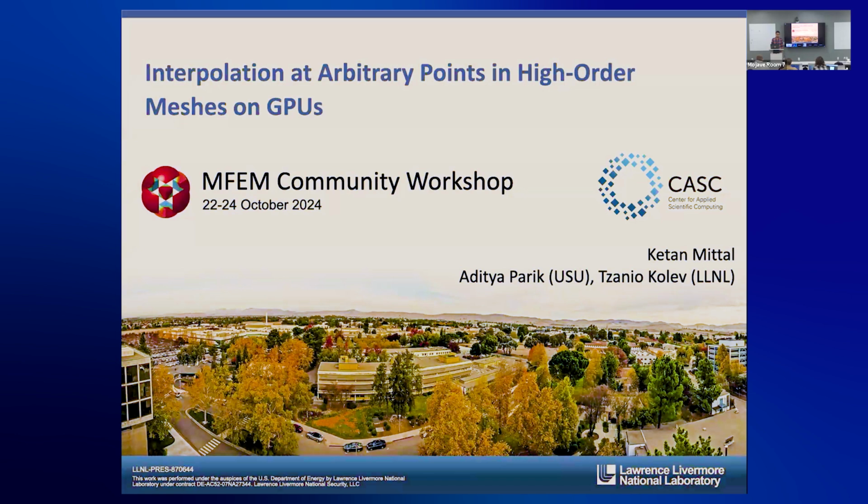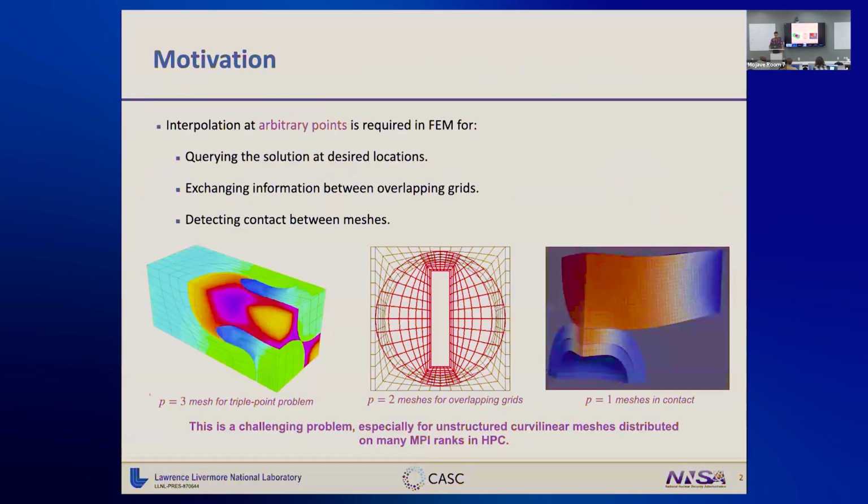So I'll be talking about interpolation at arbitrary points in high-order meshes on GPUs. If you run a lot of simulations, you must have encountered this challenge, right? You'll interpolate at arbitrary points, either to query your solution for post-processing, exchanging information between overlapping grids and at inter-domain boundaries, or detecting contact between meshes.